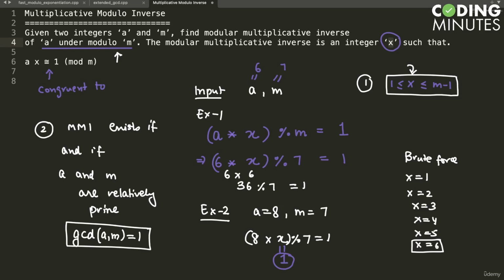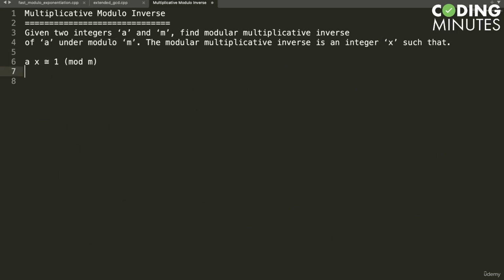Okay, so I hope you got a little bit of an idea about what a multiplicative modulo inverse is, and in the next lecture we will see an algorithm to find it. Hi everyone, in this lecture we are going to see an algorithm to compute the multiplicative modulo inverse of a under modulo m. We have already discussed the brute force approach that will take order of m time. But in this lecture, we are going to look at the extended Euclid's algorithm to compute the multiplicative modulo inverse.